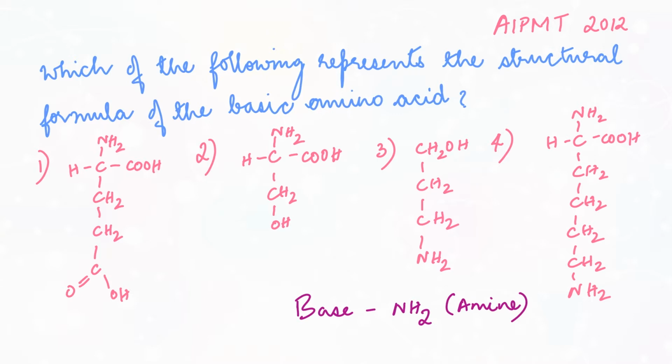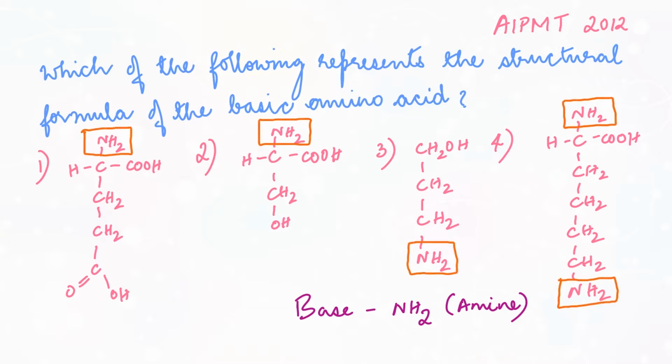One of the common alkaline groups found in amino acids is the NH2 group. And if you look at these options, there are quite a few amine groups here. I shall just round that off for you. There you go. Now let's look at option 1. Option 1 has one amine group, and it is an amino acid because it has the amine group and an acid group attached to the C1 carbon.